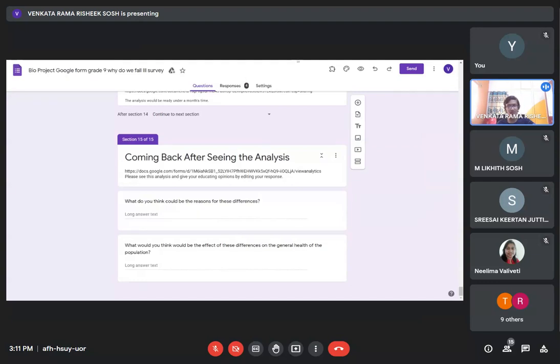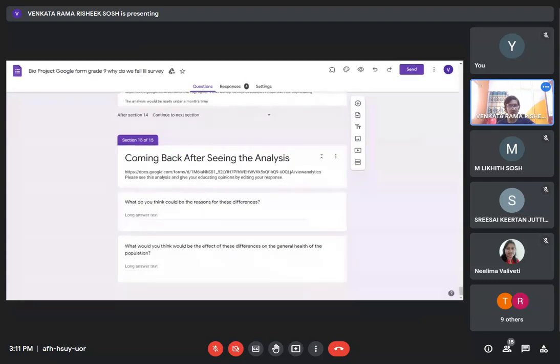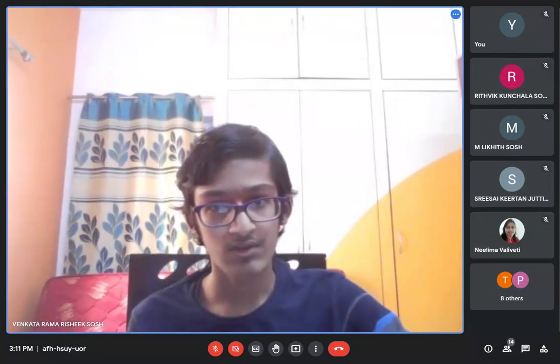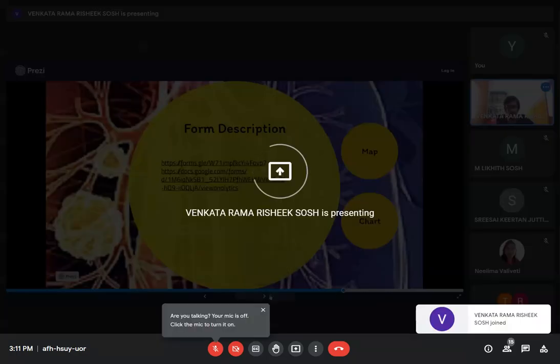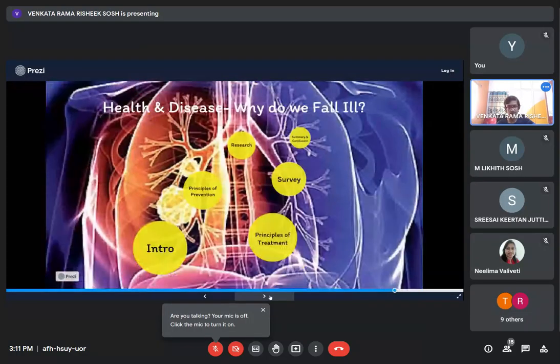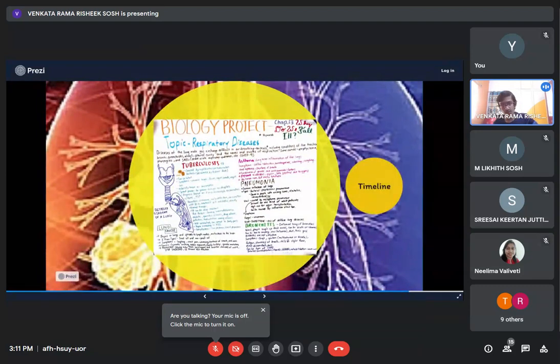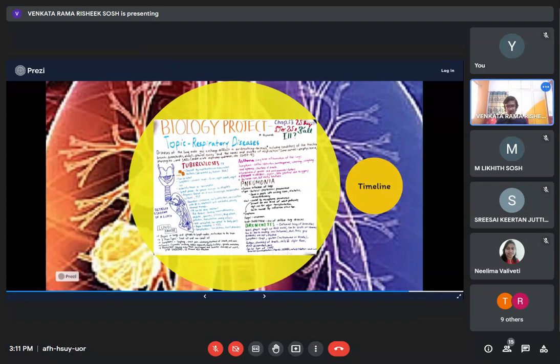So I'll come back to my research work now. Okay, so here is a chart which I have done on respiratory diseases. The major two which I have researched on are tuberculosis and pneumonia. And also I chose lung cancer, asthma, and bronchitis.